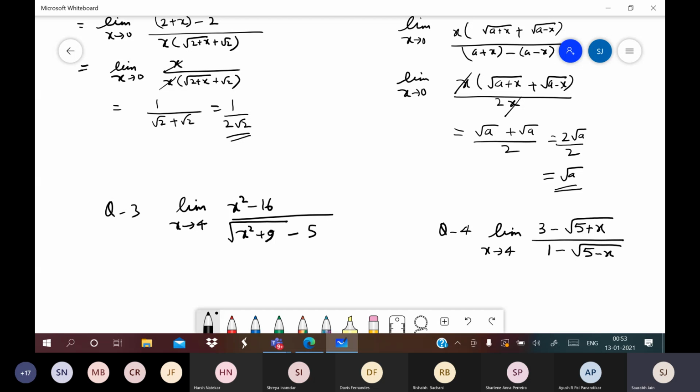Do not simply put the values here. Like in the third question, if you think let me put 4 in place of x, you will get 0 by 0. That is not the answer. If you are giving answers like 0 by 0 or infinity by infinity, that means you have done nothing in the question. The answer will be some finite, determinate value. Try to understand this. For that, I'm telling you different kinds of techniques and methods to get those answers. Now solve the third one.